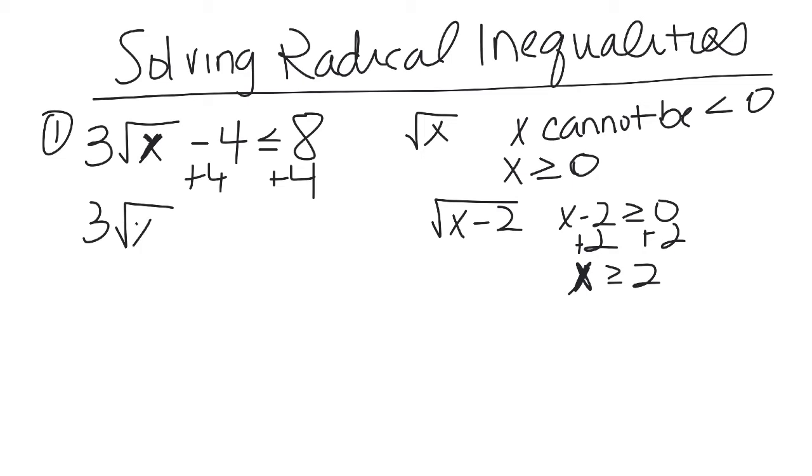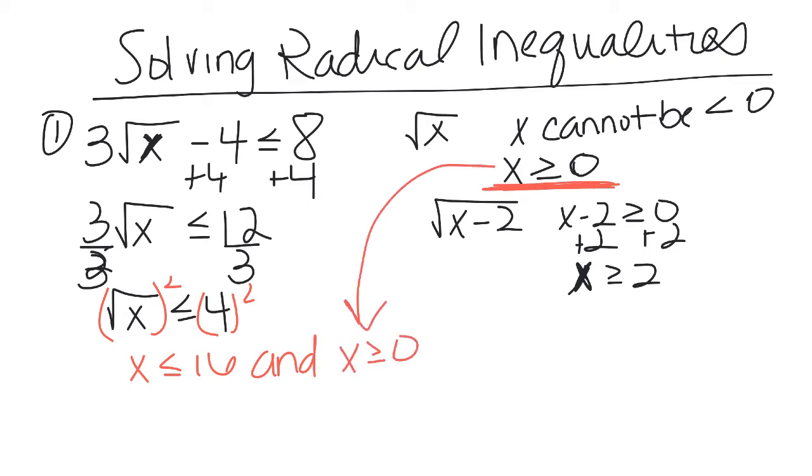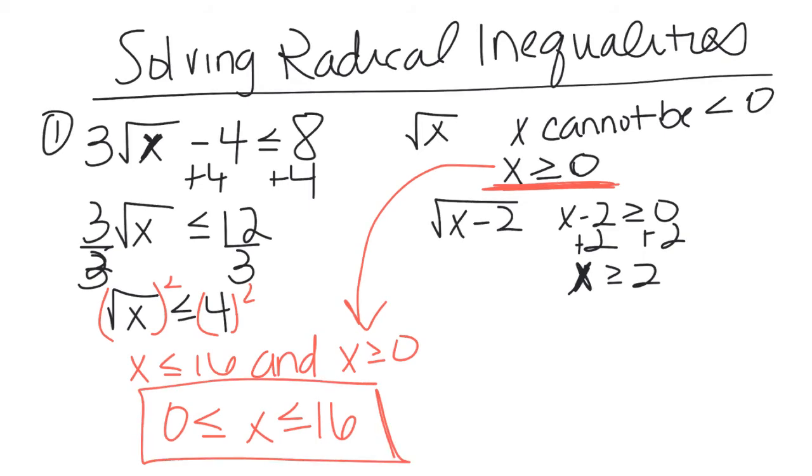So in this first example, we're going to add 4 to both sides, and we get 3 square root of x less than or equal to 12, divide by 3, and the square root of x is less than or equal to 4, and then we will square both sides, and we get that x is less than or equal to 16. But we know that x must also be greater than or equal to 0 from our domain. To write that as a single statement, 0 is less than or equal to x is less than or equal to 16, and that becomes our final answer.